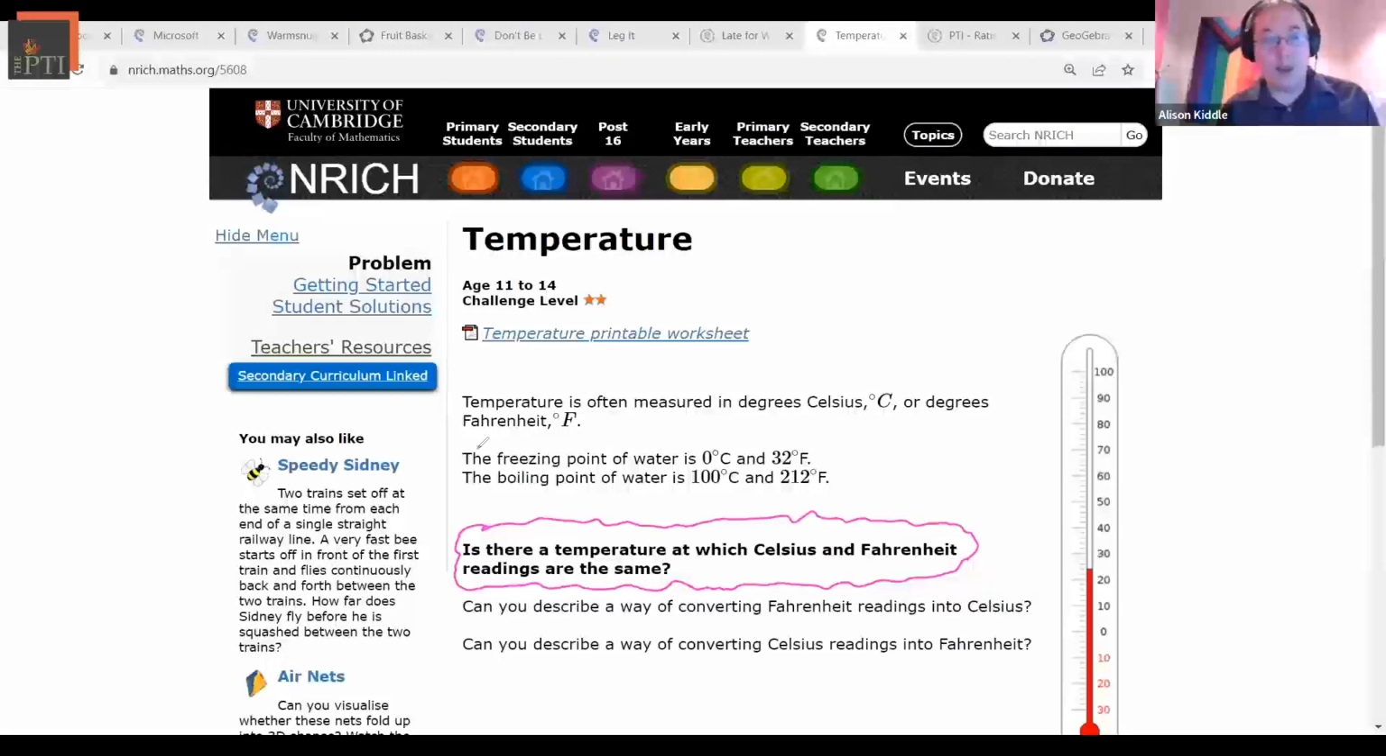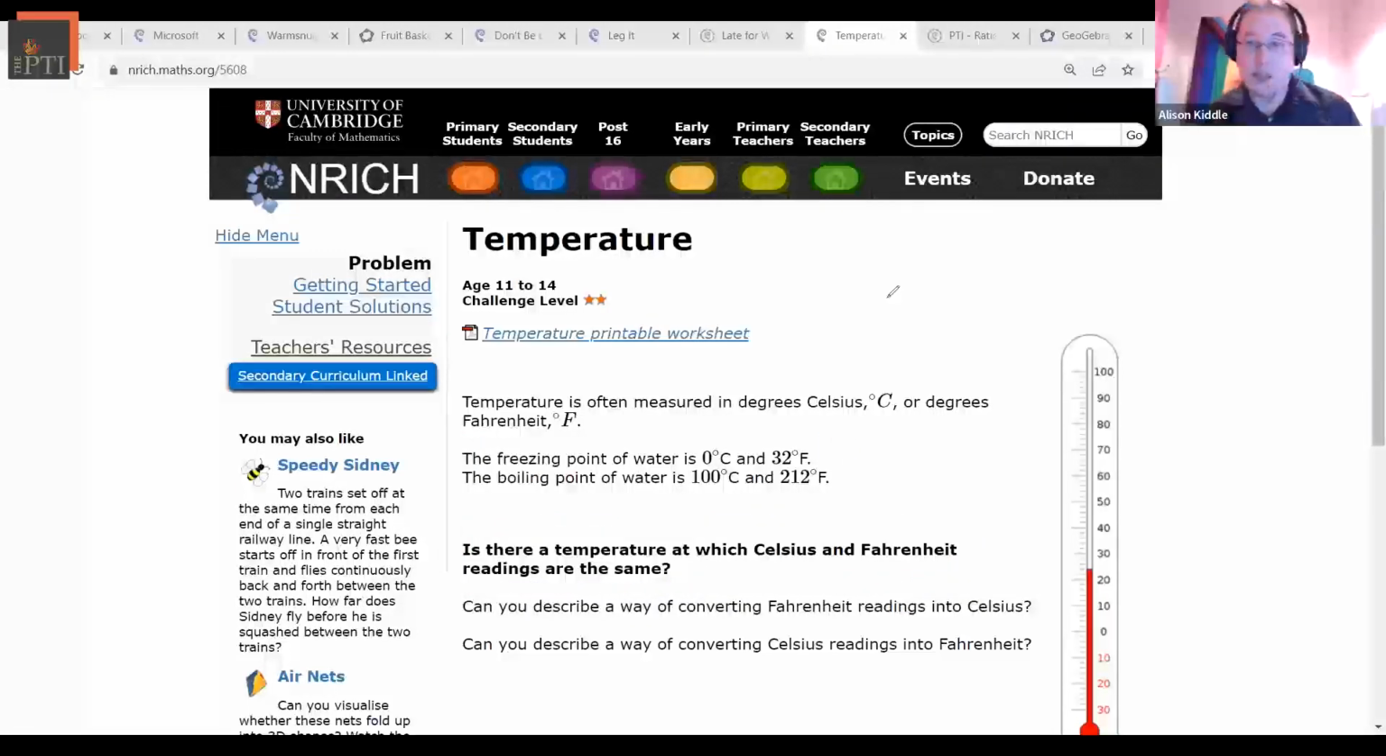But if you don't know, the only information that you actually need to solve this problem is given here: you know that there's scales that go up linearly, and the freezing point of water is 0 Celsius, which is the same as 32 Fahrenheit. The boiling point of water is 100 Celsius, which is 212 Fahrenheit. So again, I'm going to give everyone just a little bit of time to think about how you might solve this, and then we're going to share some of the ways that this has been solved.